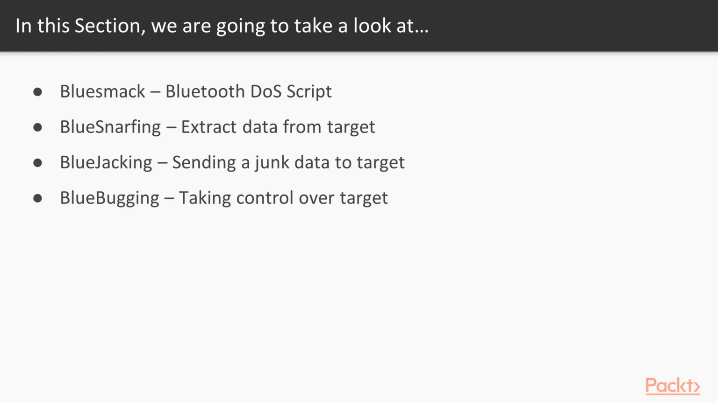Followed by Bluesnarfing, a process where we snarf a particular Bluetooth device and then extract the data from the target. And then we are going to learn how to perform a Bluejacking attack by sending all kinds of junk data to the target. Finally, we are going to check how to do bugging, which in Bluetooth we call Bluebugging, and then take control over the target device.